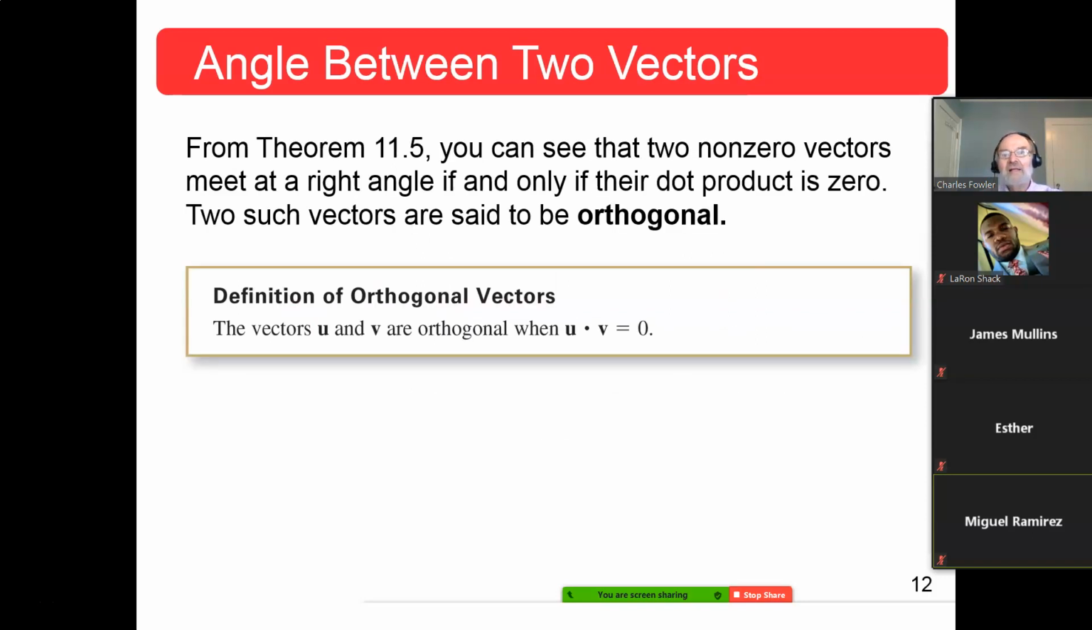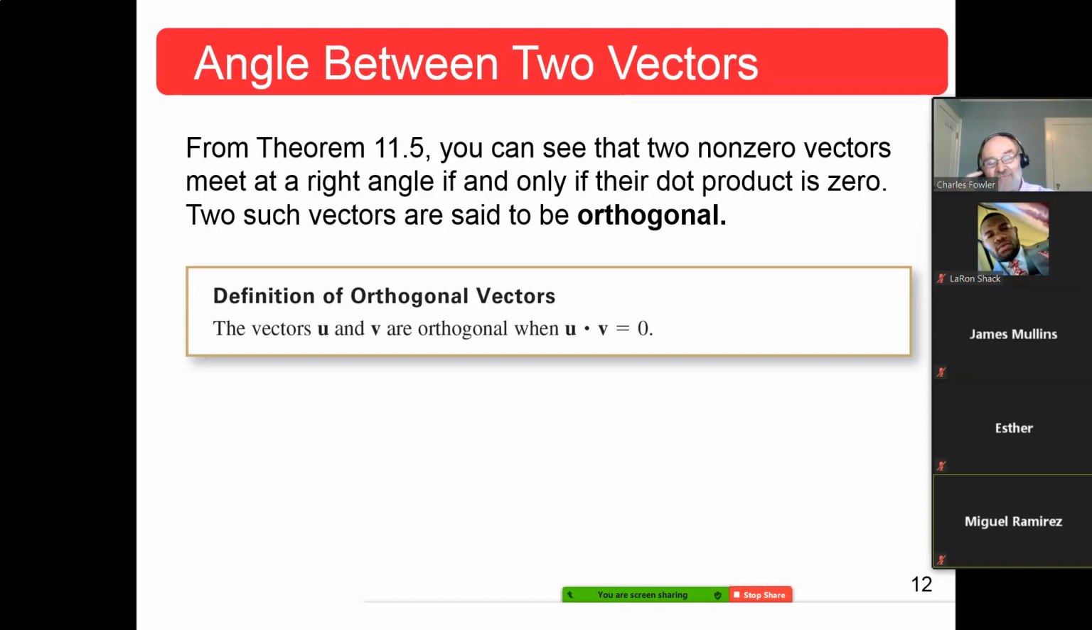Now, from that theorem, you can see that two non-zero vectors meet at a right angle if and only if their dot product is 0. So that means if they're perpendicular, the dot product is 0. If the dot product is 0, they've got to be perpendicular. Now here's another word for it. They are orthogonal. Same definition, same meaning as perpendicular.